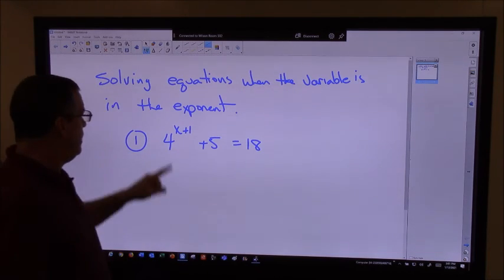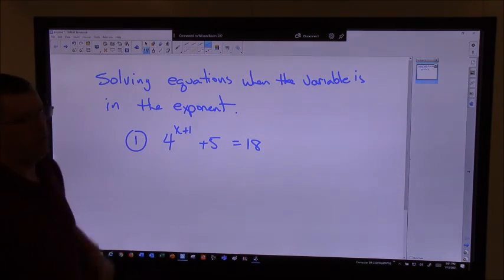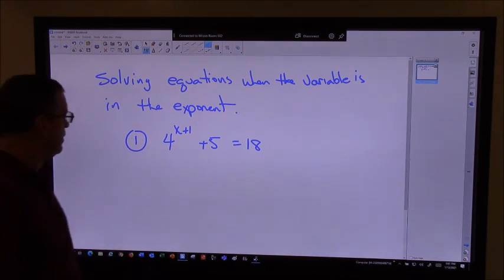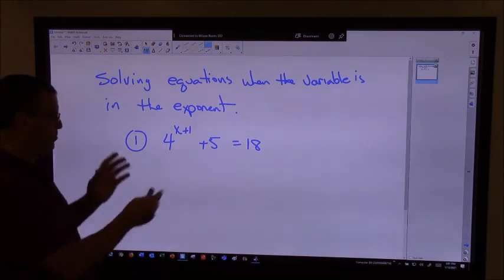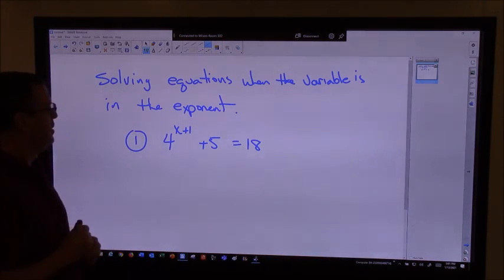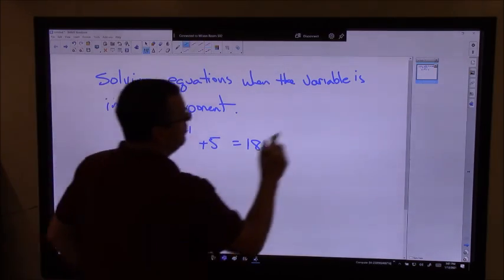Anytime you see a variable in the exponent, it's always going to require using logs or natural logs. We'll always have to do that, okay? So we just need to be aware of that. The moment you look at this problem, you go, oh, this is going to involve logs, all right? So there's some steps that we have to follow.